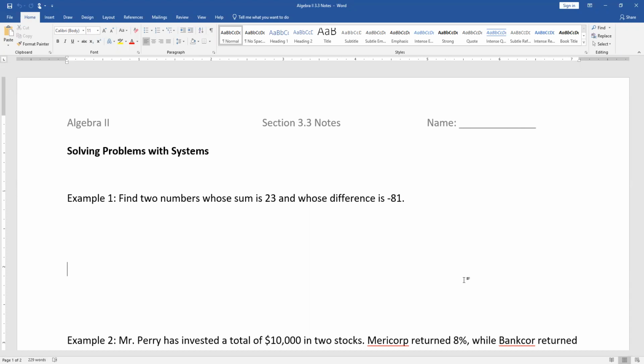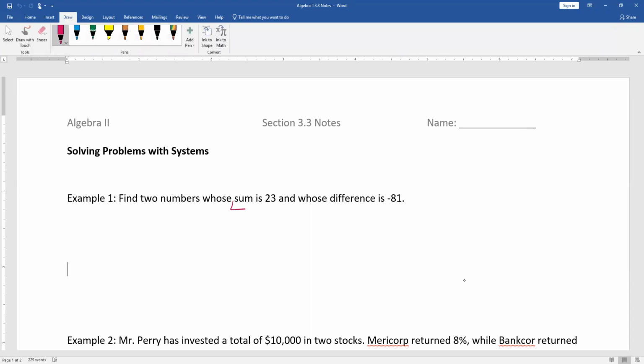We need to find two numbers whose sum is 23. So we have our two numbers. You could say that x equals the first number and y equals the second number. We've got our x and y, and we know that x plus y is 23. We're also told that these two numbers have a difference of negative 81.